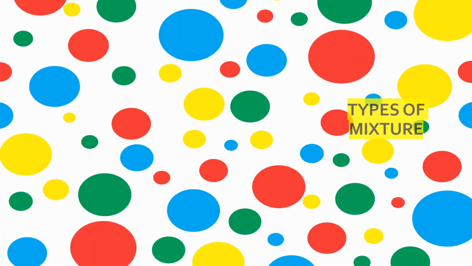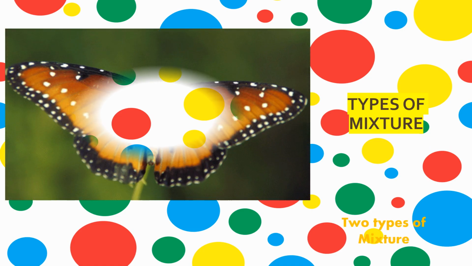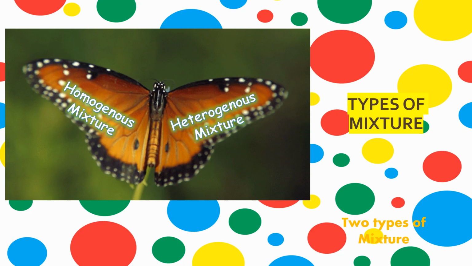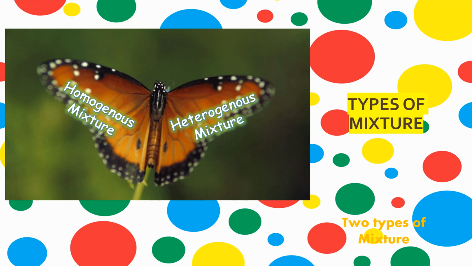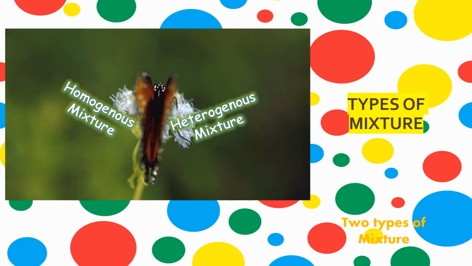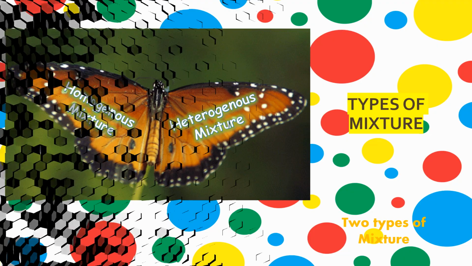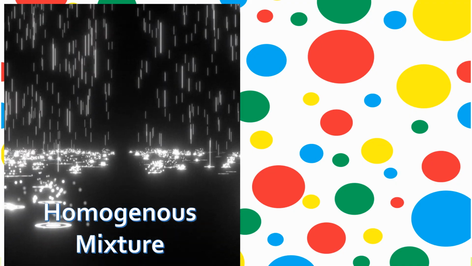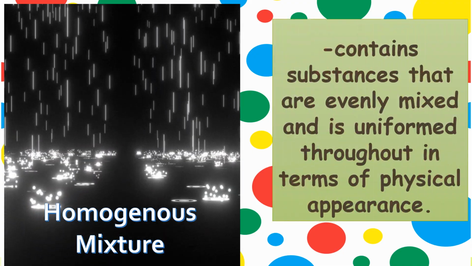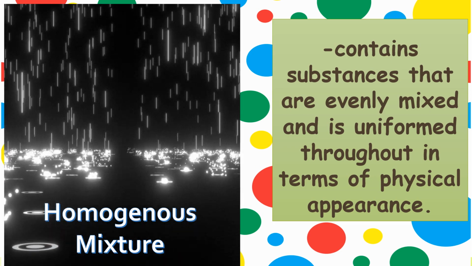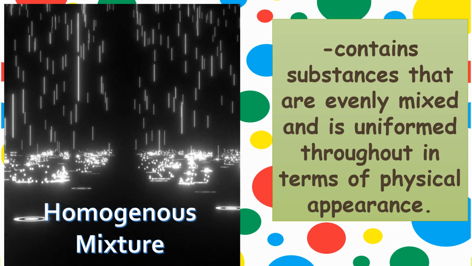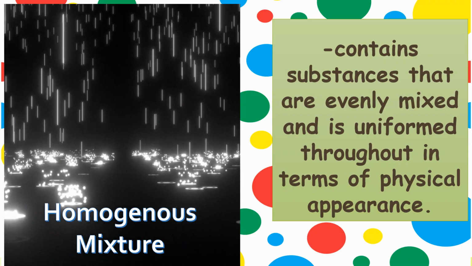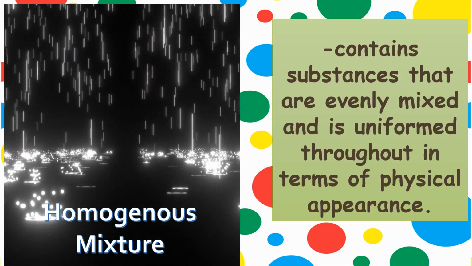There are two types of mixture. First is homogeneous mixture, and second, heterogeneous mixture. Let us first know what is homogeneous mixture. Homogeneous mixture contains substances that are evenly mixed and is uniform throughout in terms of physical appearance.